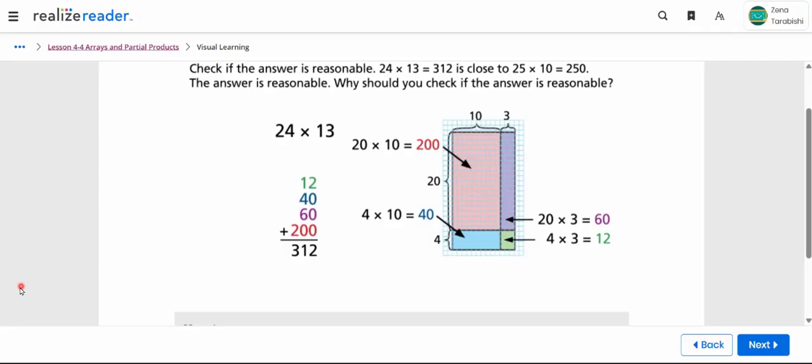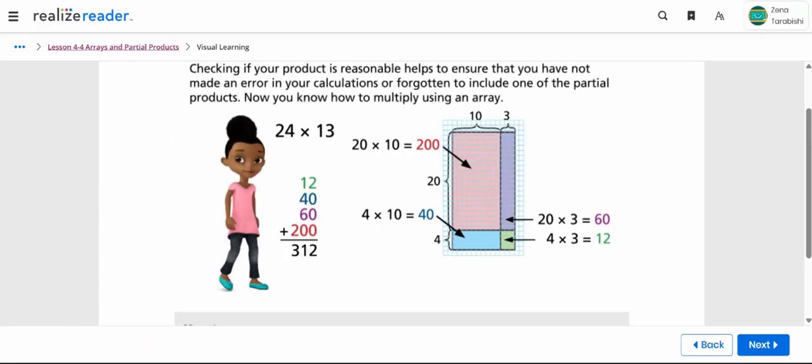Check if the answer is reasonable. 24 times 13 equals 312 is close to 25 times 10 equals 250. The answer is reasonable. Why should you check if the answer is reasonable? Checking if your product is reasonable helps to ensure that you have not made an error in your calculations or forgotten to include one of the partial products. Now you know how to multiply using an array. Good job!